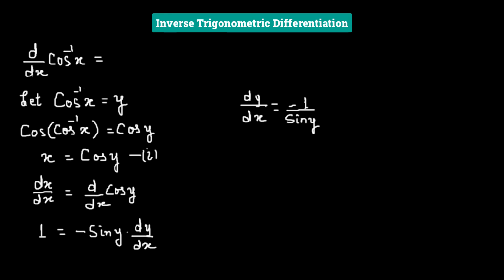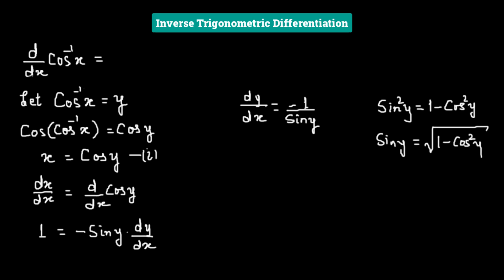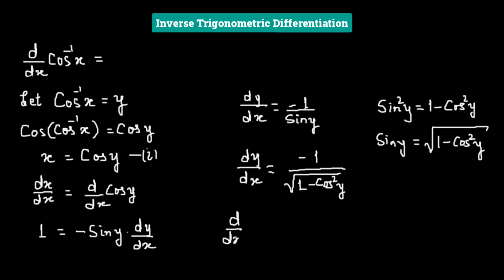Now we're going to use the identity that sine squared y is equal to 1 minus cosine squared y. So sine of y will be equal to the positive square root of 1 minus cosine squared y. Substituting this value, we're going to get dy over dx is equal to negative 1 over the square root of 1 minus cosine squared y. Now this was done because we have the value of cosine of y, so we can substitute cosine of y with x as given in equation number 1. So we have the derivative of y. Now we're going to substitute y with cosine inverse of x.